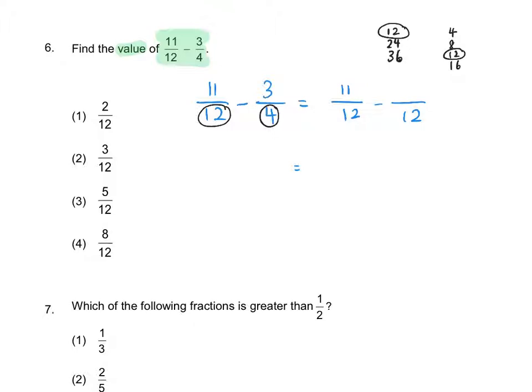3/4. From 4, how do I get 12? I multiply by 3. So if the denominator is multiplied by 3, the numerator should also be multiplied by 3. So 3 times 3 is 9. 11/12 minus 9/12, you should get 2/12. So your answer is very straightforward. 2/12. Answer is number 1.